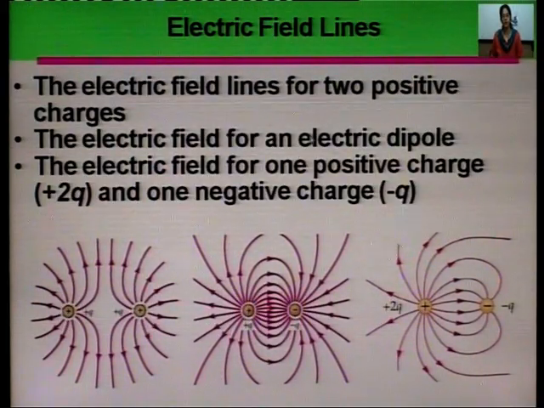The electric field lines for an electric dipole, meaning one positive charge and one negative charge: they are attractive, starting from positive and ending on negative. Electric field lines for one positive charge and one negative charge: here the magnitude of charge is plus 2q and minus q. Here they are of the same magnitude, plus q and minus q. So naturally the magnitude of the positive charge is more, and the density of the field lines will be greater as compared to the minus q charge.